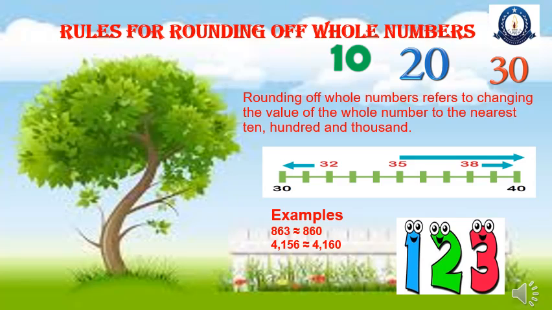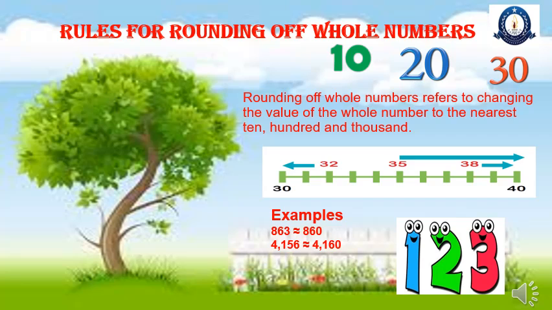863. We have to round off to nearest 10. Which number is on the tens place? 6. Next number is 3. 3 belongs to the same family. So in place of 3, what will come? 0. The answer will be 860. 8 will remain the same because we are not working with 8.